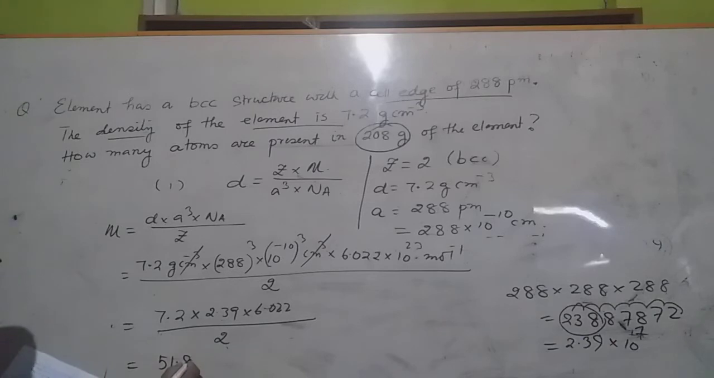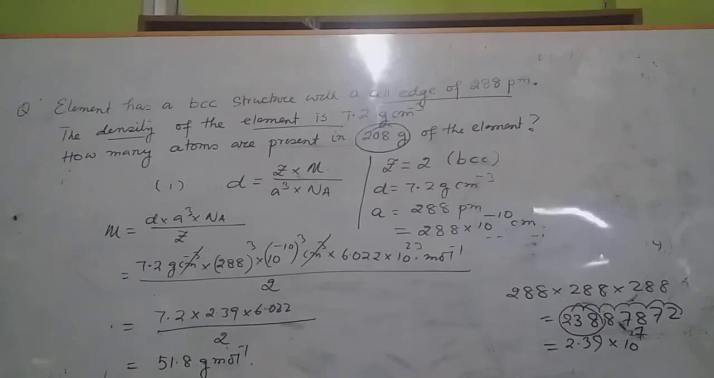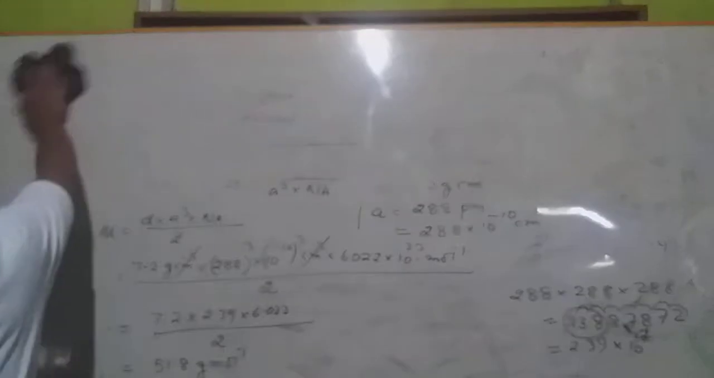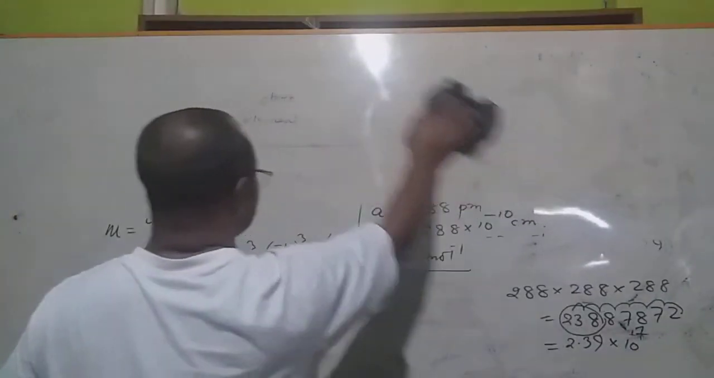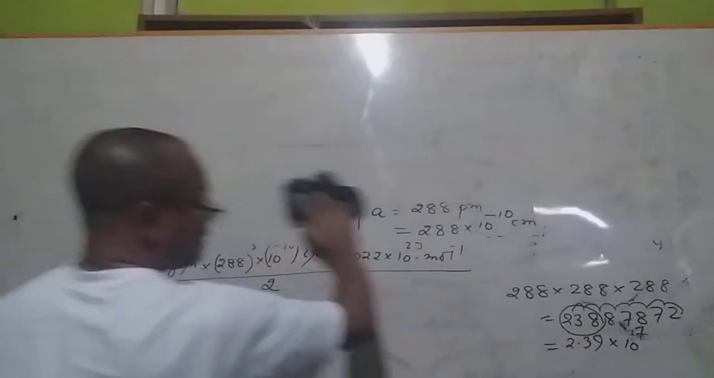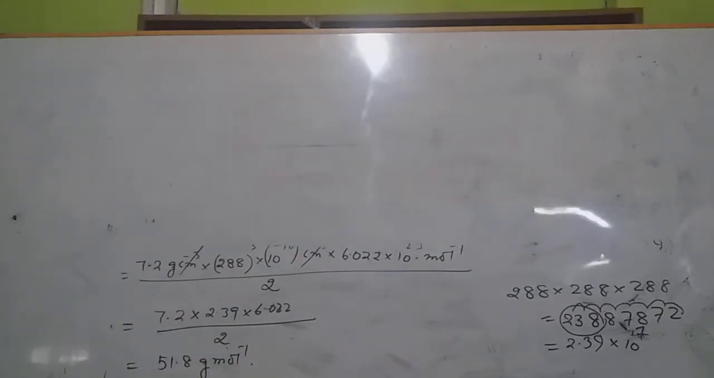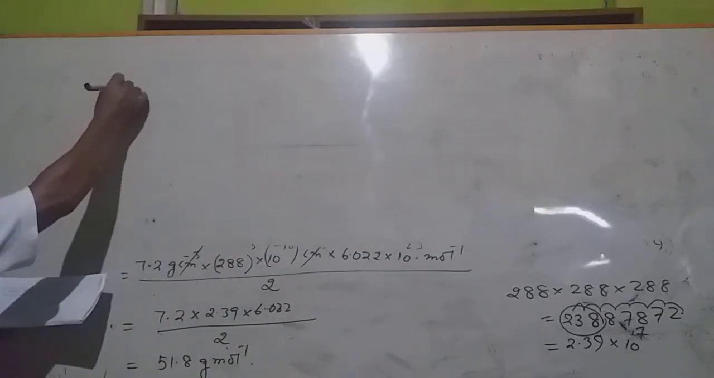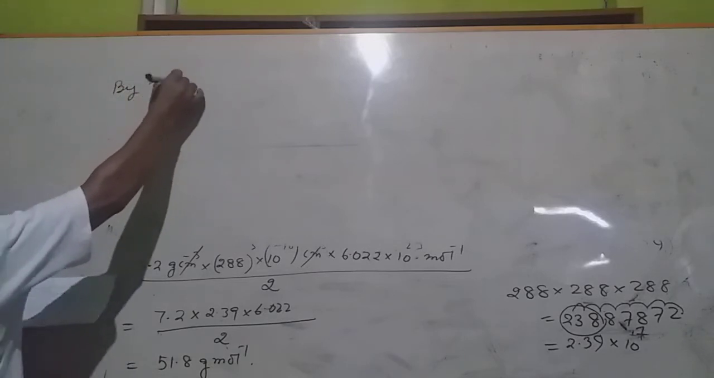51.8 grams per mole we found. This is the molar mass. After we found the molar mass, as I said before, we apply the mole concept. What is the mole concept? As I said, by mole concept.